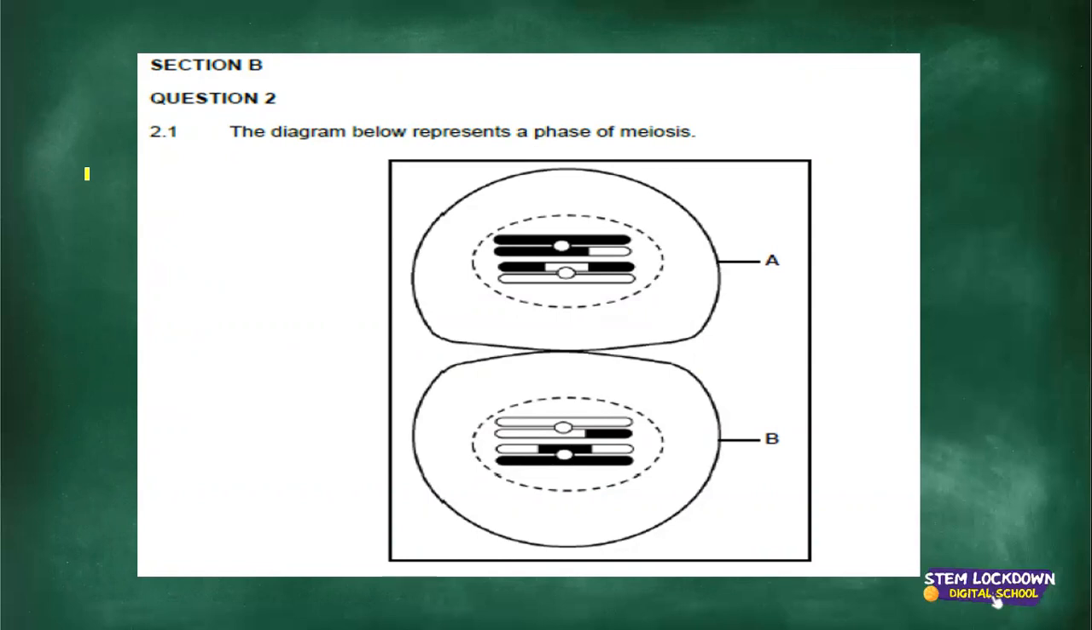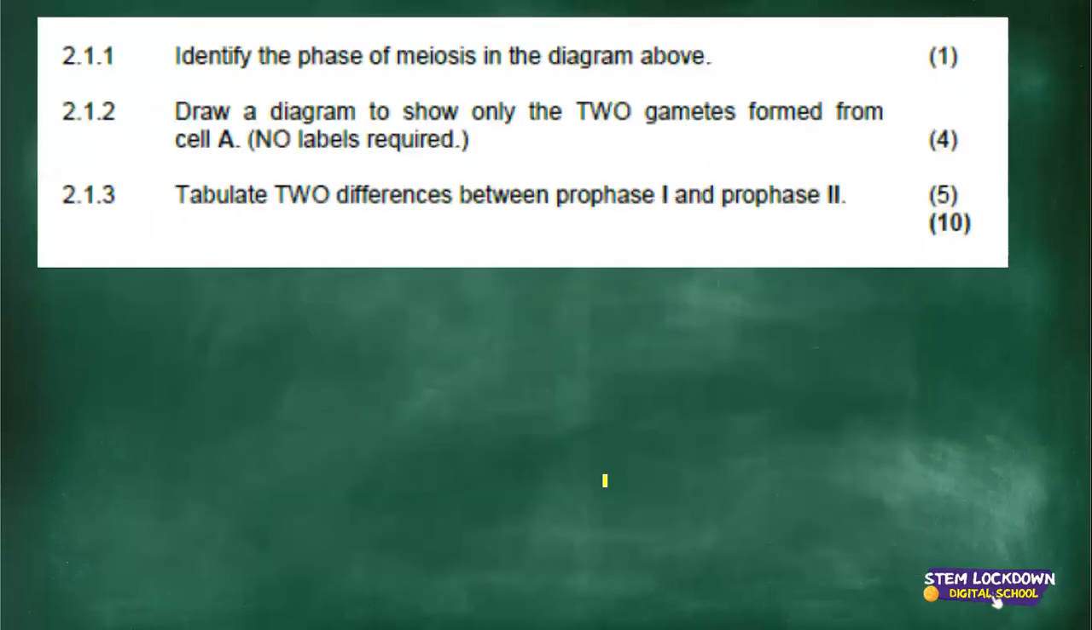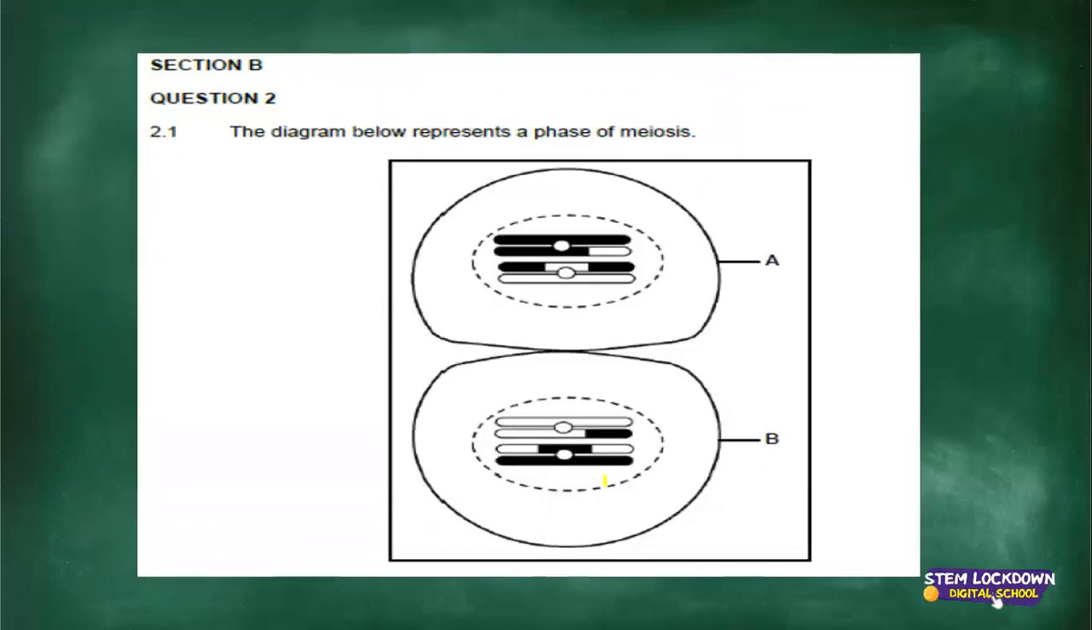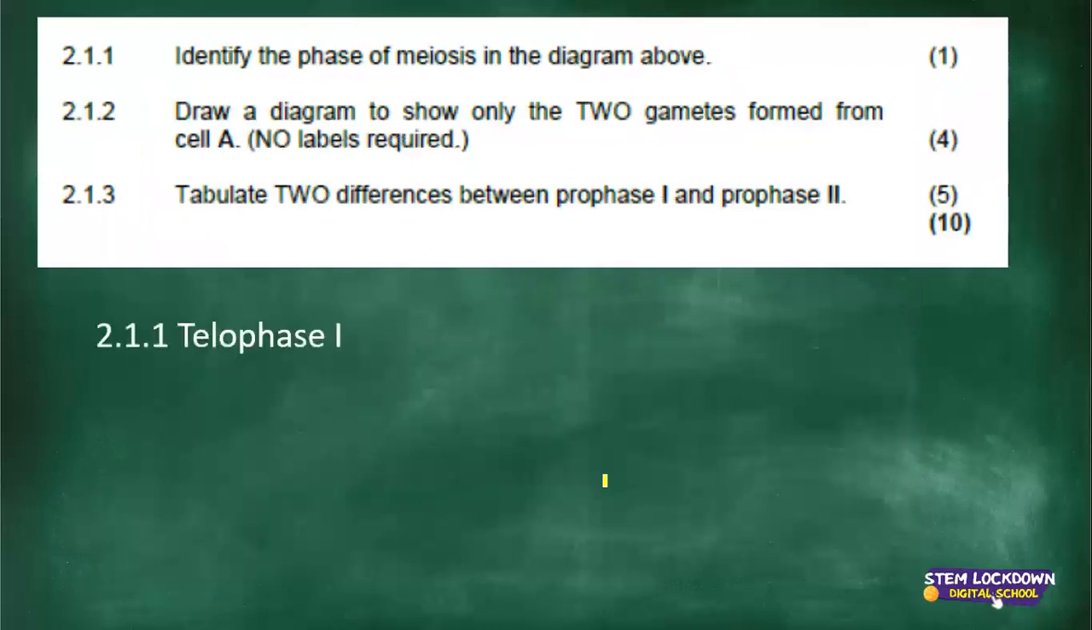And then section B, question 2, 2.1. The diagram below represents a phase of meiosis. You see here, you have two cells, A and B. Identify this phase of meiosis here. Which phase is this? Remember, it is telophase 1.